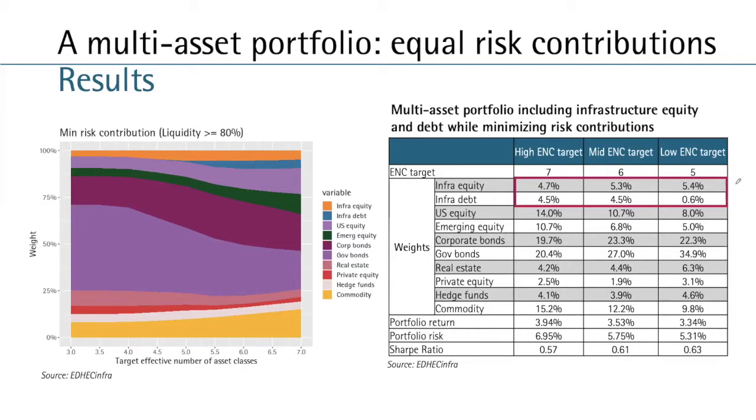We find that infrastructure allocation is quite reasonable with all the three cases here. We see an allocation of up to 10%, that's with the ENC 6 criteria. And there are also differences in the allocations to other asset classes. For example, with a low ENC target, bonds play a bigger role. And then as it gets higher, other riskier asset classes start to participate. The Sharpe ratios in all these exercises are quite similar to the previous approaches, around 0.6.